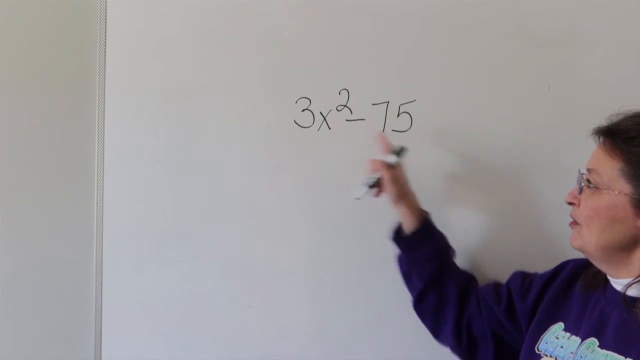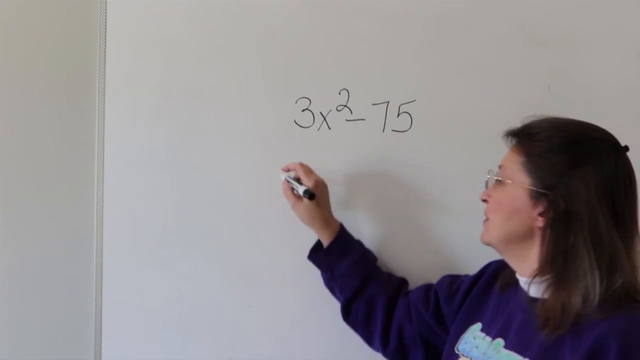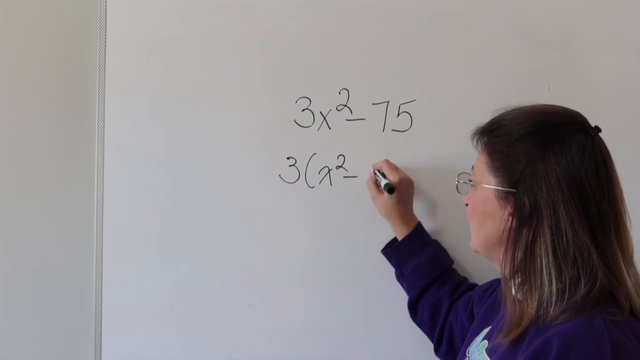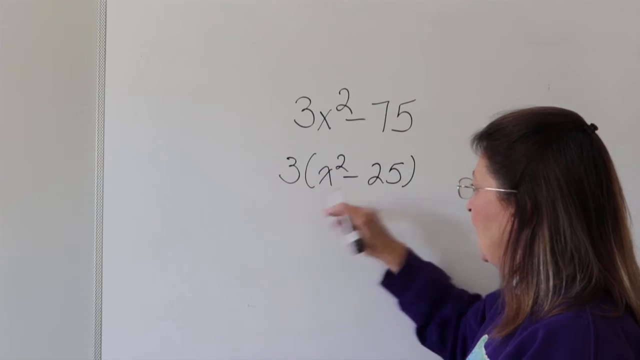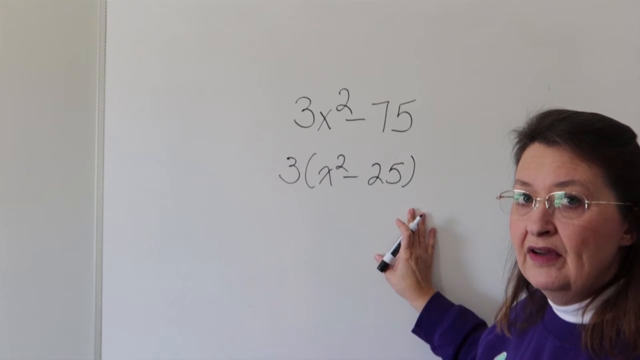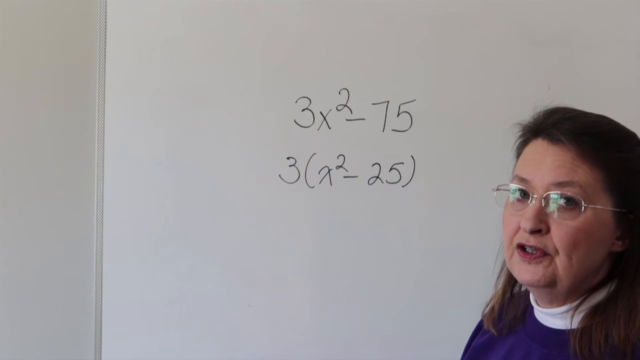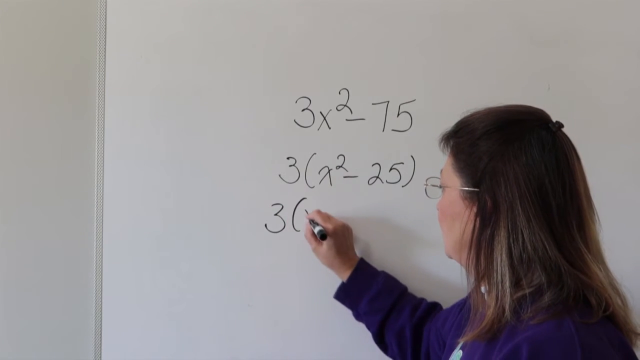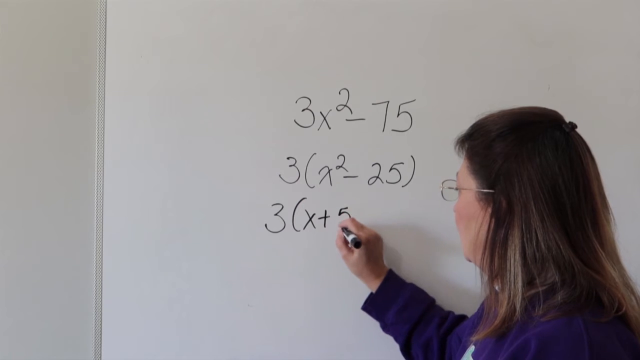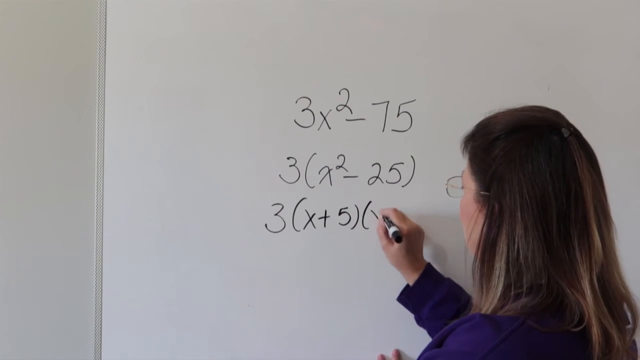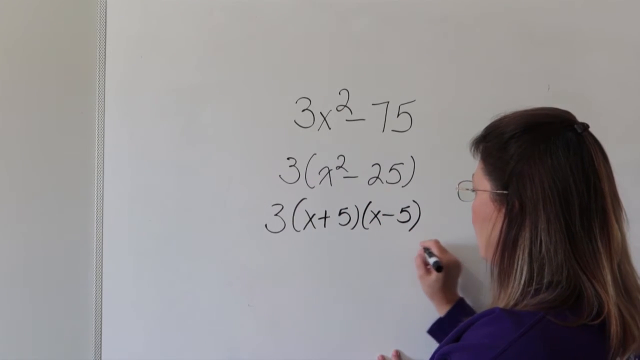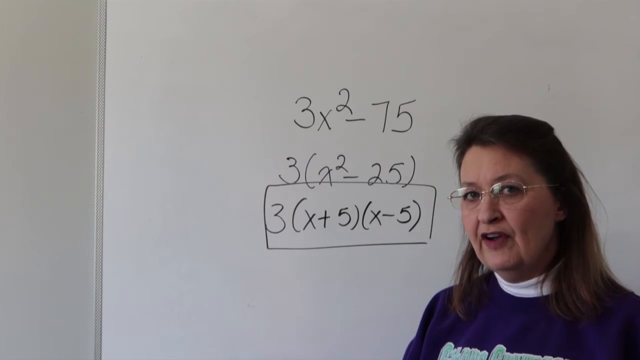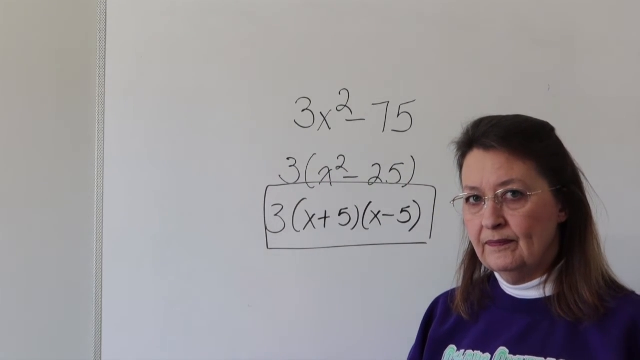Now, the greatest common factor between these two numbers is 3. And when I factor that out, I get x squared minus 25. This is a difference of two squares and can be factored by x plus 5, x minus 5. So, always look for that greatest common factor first.